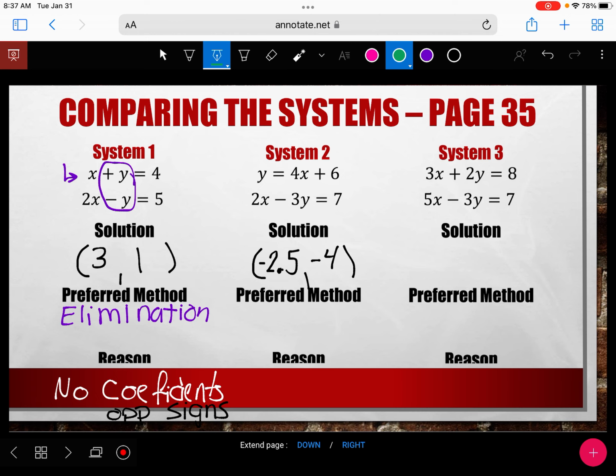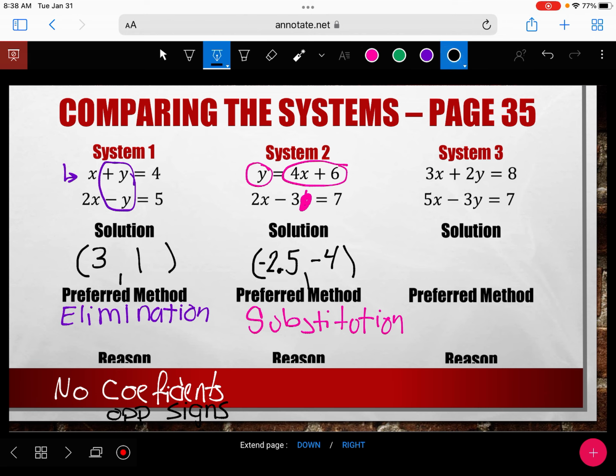Totally a thing. What is the easiest way to solve this system as looking at it? Substitution. Why? Yeah. I've already got a y equals, which means I can just straight up take this and substitute it in. Plug it in right there. I know that y equals 4x plus 6. So in the second equation, I'm going to replace the y with 4x plus 6.